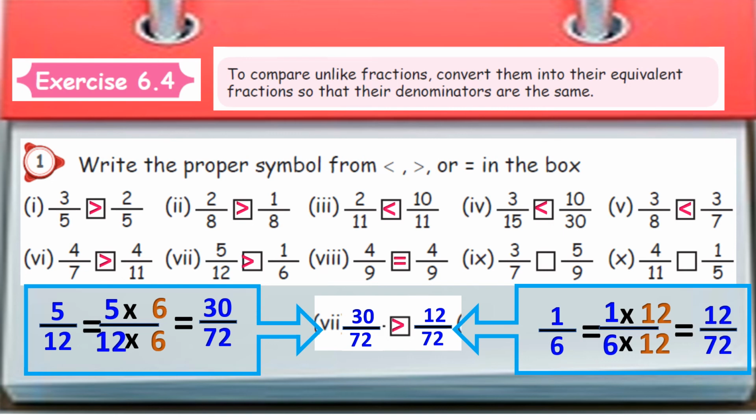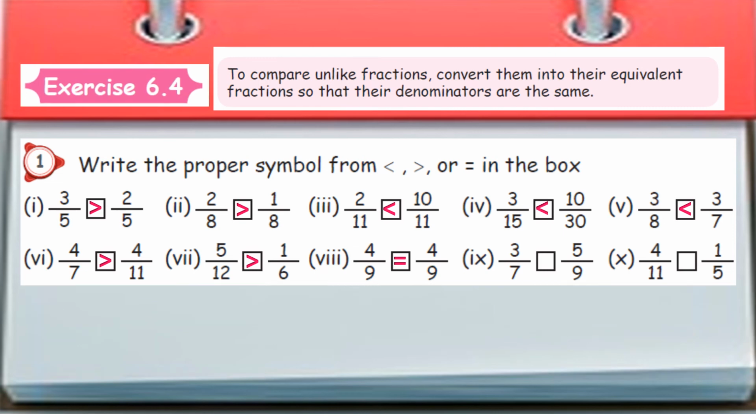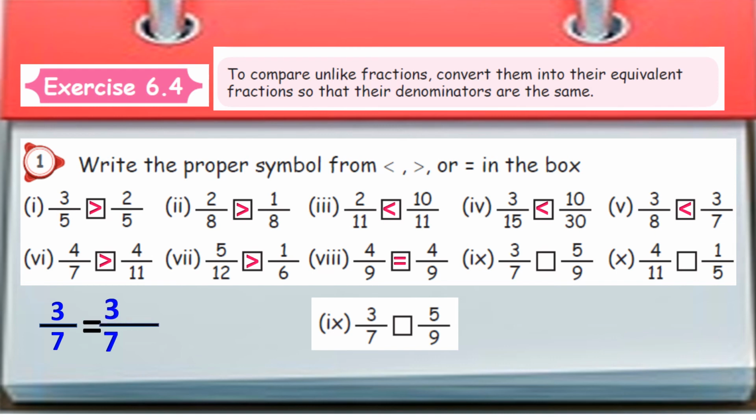Yes, in the 8th, both sides we have the balanced one, so just mark the equal to symbol. Clear? Now come to the 9th one. Let us select, because here also we are going to change into like fractions, as usual, like the 7th sum. So I have selected 3 by 7, and here I am going to multiply by 9, so that we get the same denominator, 27 by 63.